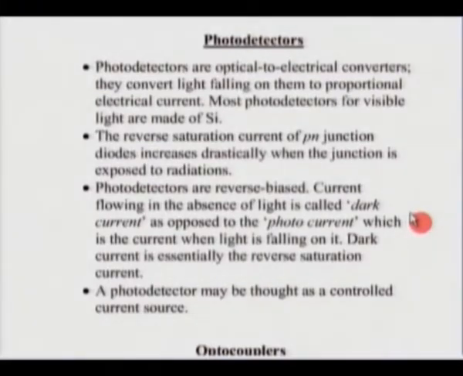Now, dark currents are typically extremely small, maybe in the nanoamps range, and photocurrents depend very much on the amount of light you shine. Now, a photodetector can be thought of as a controlled current source. This is because you have a reverse bias PN junction which has very high impedance. Because of this, we can model it more appropriately as a current source.